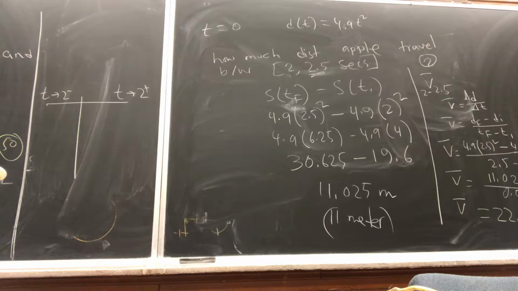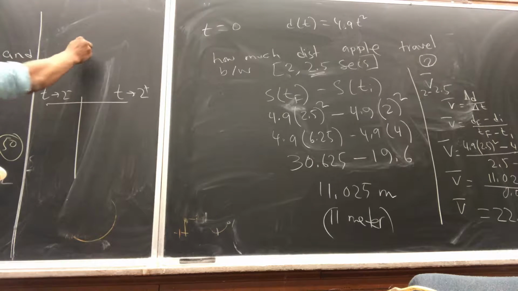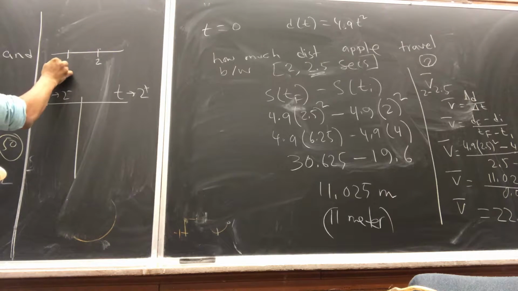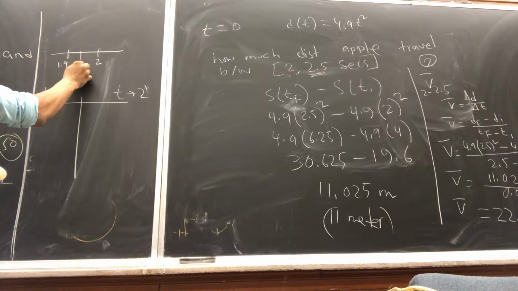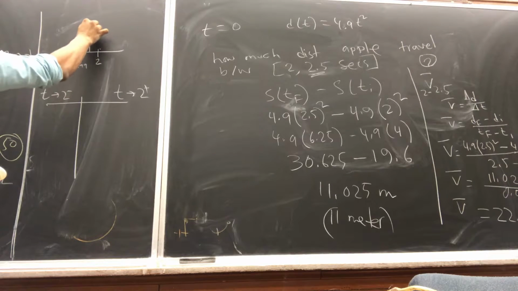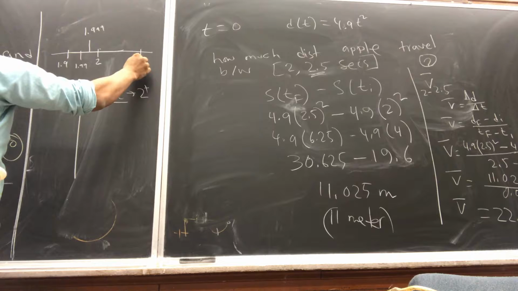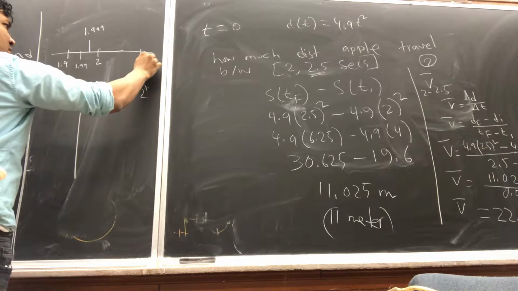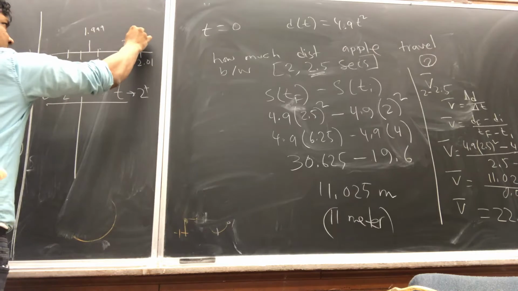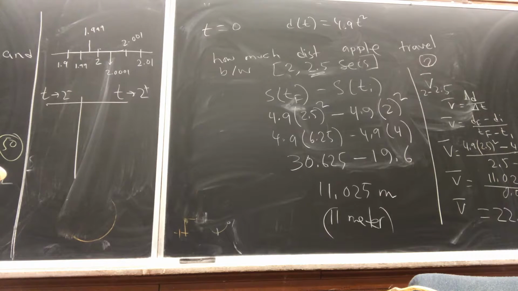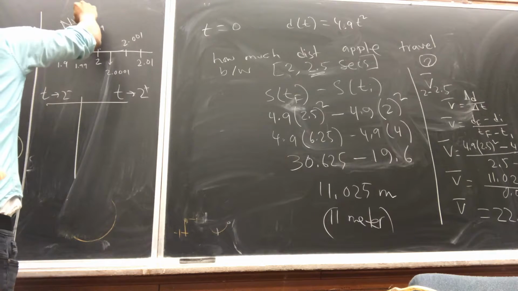Some people missed the class last time. So this is 2. Give me some points. 1.9. Very nice. 2.01. Very nice. Now, instead of doing it by calculus, this is also calculus, you're going to do it this way. This is called the numeric approach.